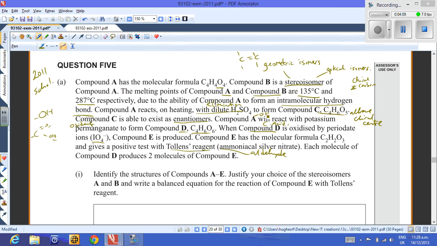So what's the question asking? It's asking you to identify the structures of compounds A to E, justify your choice of stereoisomers, so that would be A and B, and write a balanced equation for the reaction of compound D with Tollens reagent. So there's quite a lot to this for part A, and as I say, you need to be able to follow all those hints, and you need to read through the entire paragraph and retrospectively think backwards to figure out the starting structures of A and B. So we've gone through all the information. I'm going to start answering this on a separate page.